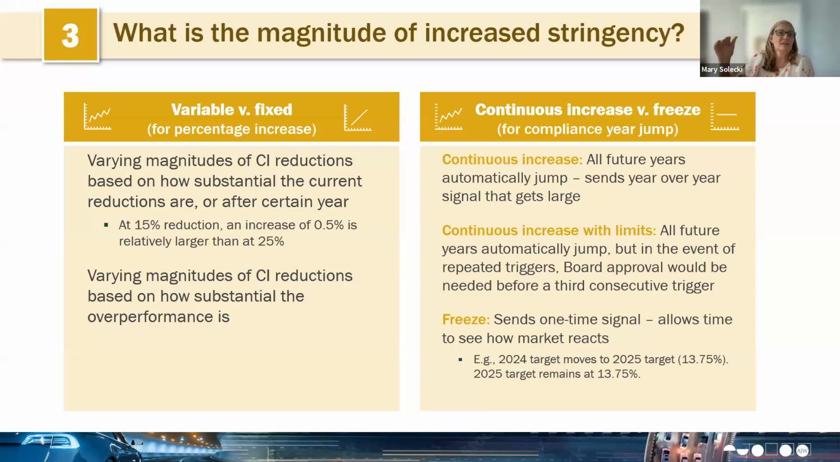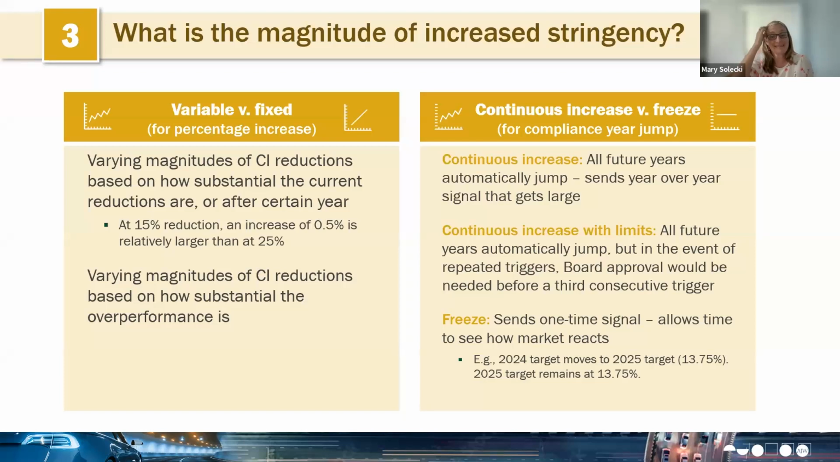Either you can have this continuous increase that can be repeatedly triggered until it has very substantial jumps compared to the original schedule, or with the freeze where you can only ever have a 1-year increase in the schedule, which seems possibly too conservative. So where we're landing is that we think the continuous increase, but with some guardrails or limits, might be an appropriate middle spot.